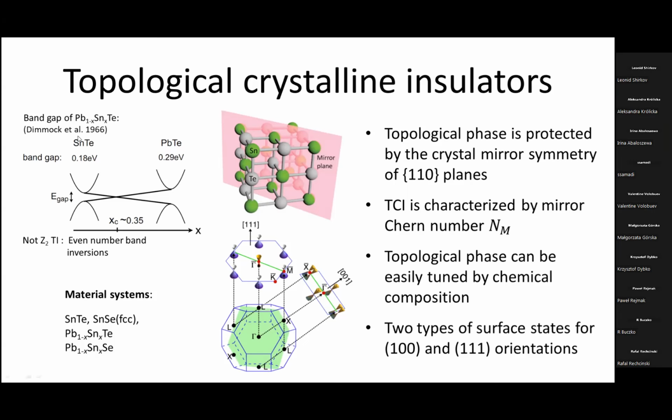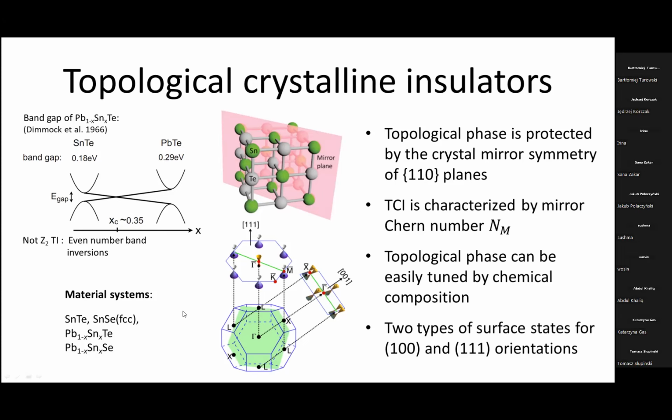It was shown that tin telluride is a simple example of such a system, and it was already known that it can go to the trivial phase, with the usual band ordering as in lead telluride, simply by alloying these two compounds, and at a certain composition the band inversion occurs. The similar thing happens in lead selenide, where one can also achieve band inversion by changing the composition.